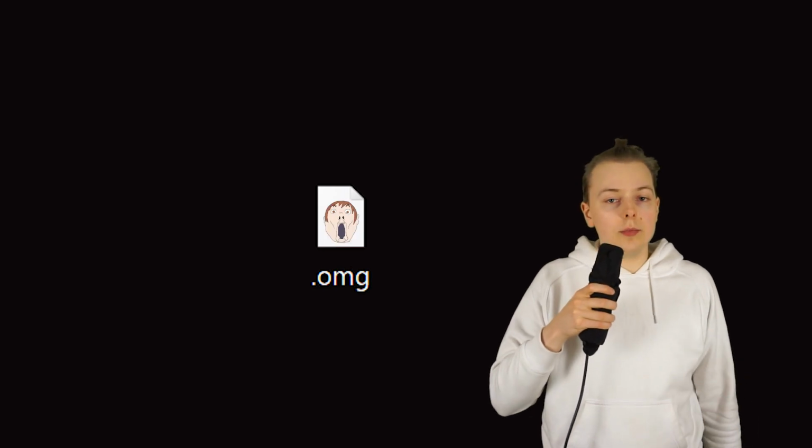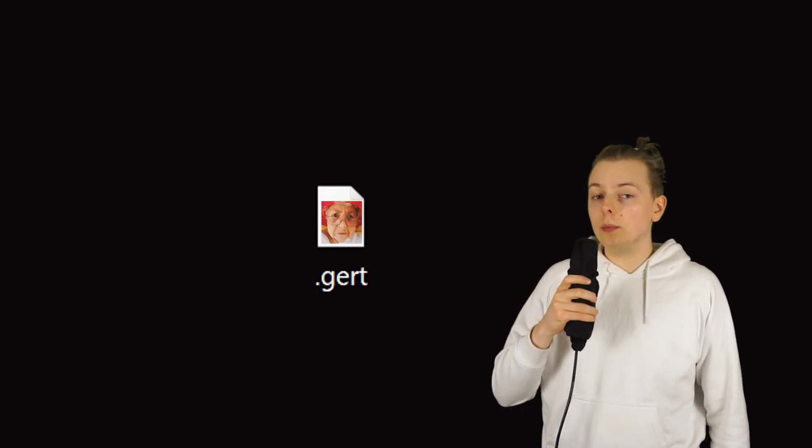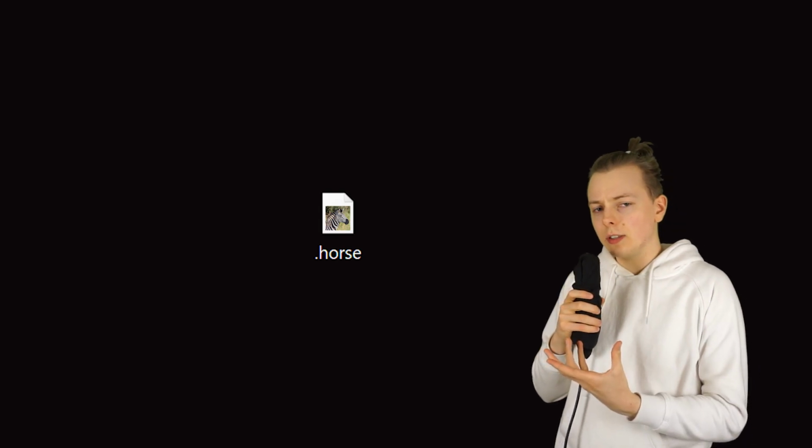Every file on your computer has a format. TXT, EXE, DLL, OMG, JKLOL, Gertrude, the special format that can only be opened by people named Gertrude. I've always wondered, why is it like this? Why do we need a file type for everything we save?